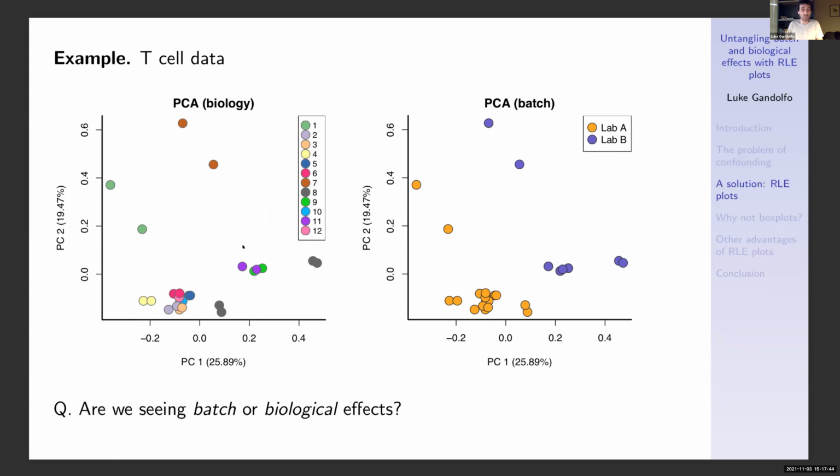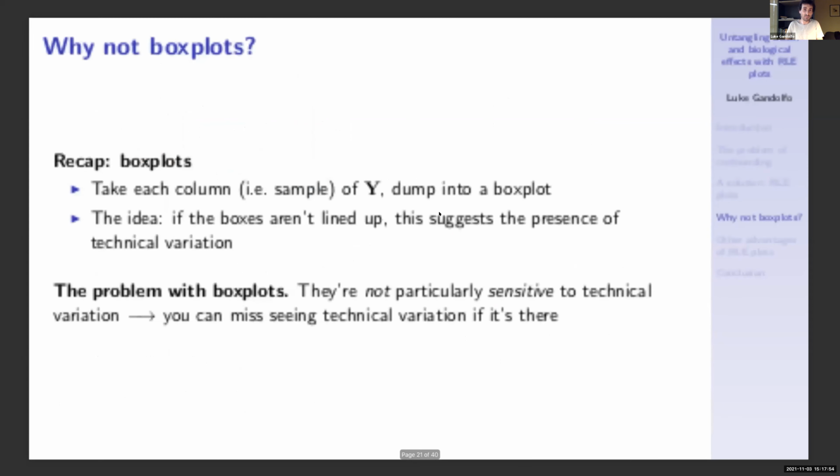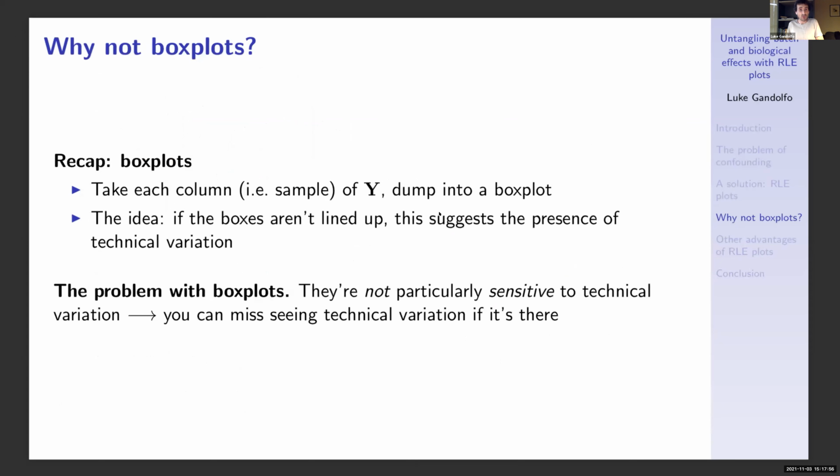Again, are we seeing batch or biological effects? Well, the RLE plot shows that we're seeing a serious batch effect. And again, we note the within batch variation. So at this point, you might be wondering, why don't we just use simple box plots, as some people typically do, which is to take each column of our data matrix and just dump it into a box plot? Of course, the idea being that if the boxes aren't lined up, this suggests the presence of technical variation.